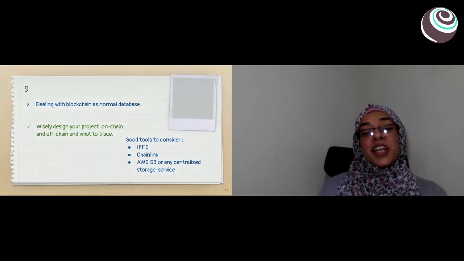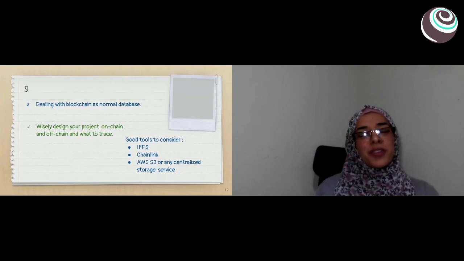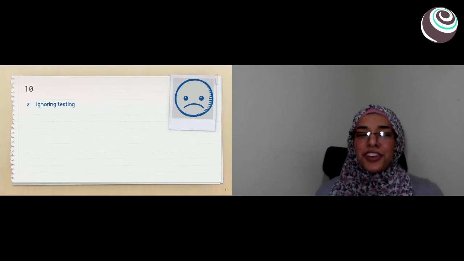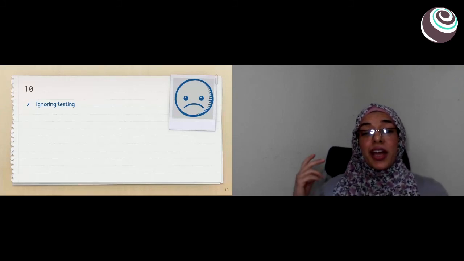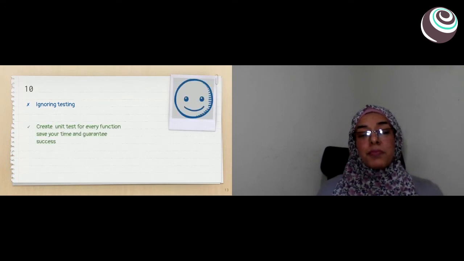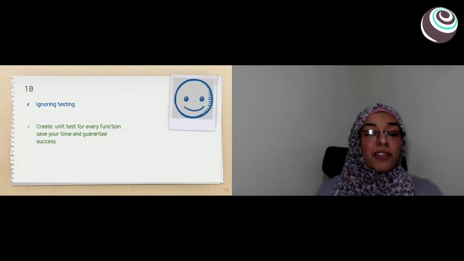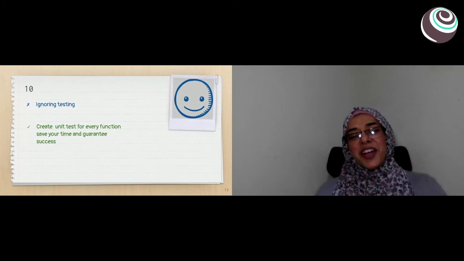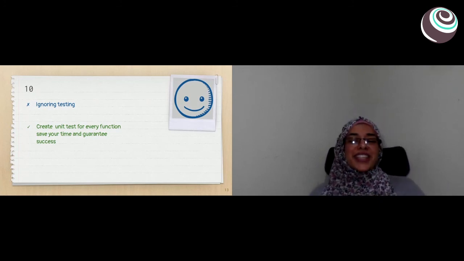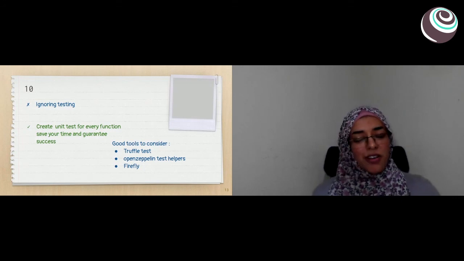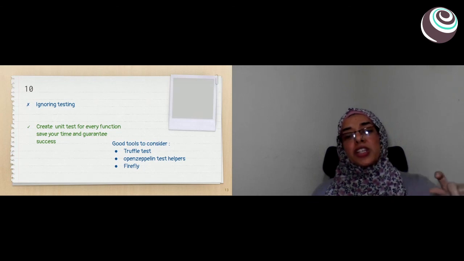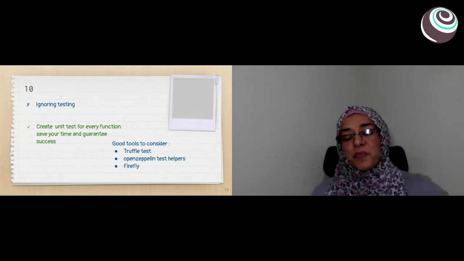The last one is ignoring testing, and this happens with new developers generally. But in blockchain, testing is very, very, very important because it saves your time and guarantees success. So make sure that you are creating a unit test for every function. The best tool here is Truffle Test, because I'm a Truffler and because it's amazing, to be honest. And OpenZeppelin test helpers are amazing, and you can test even a function you create in the future.